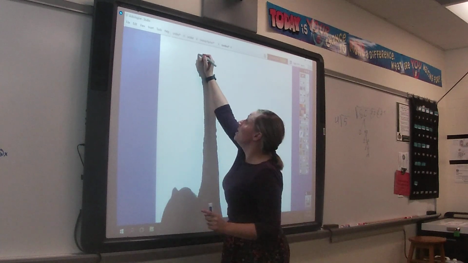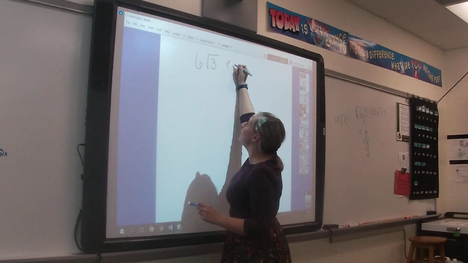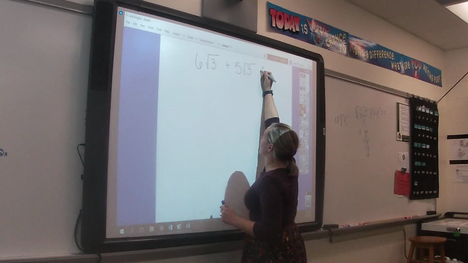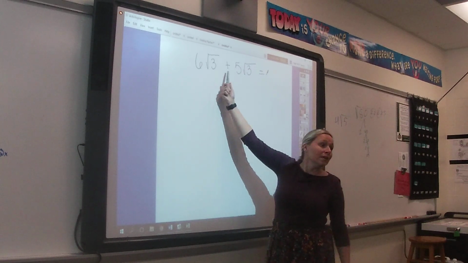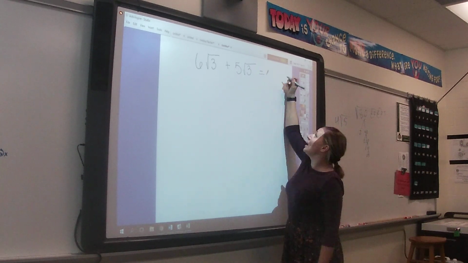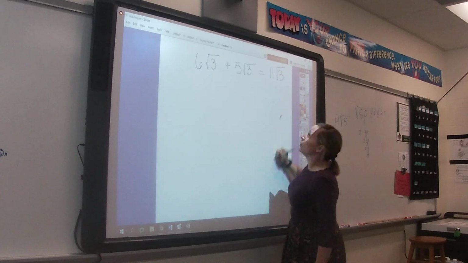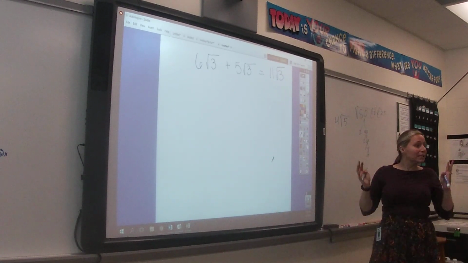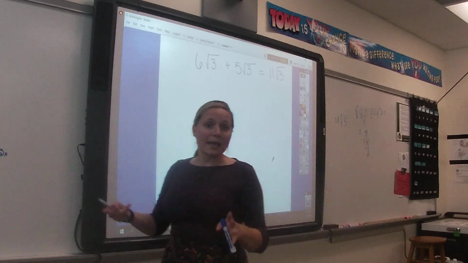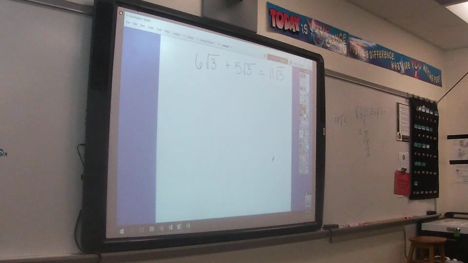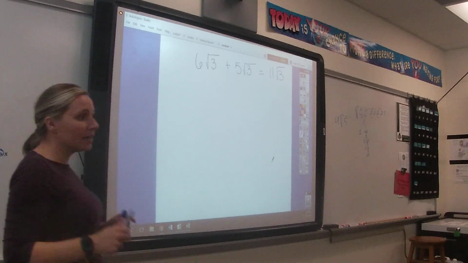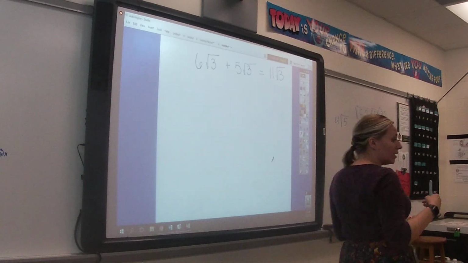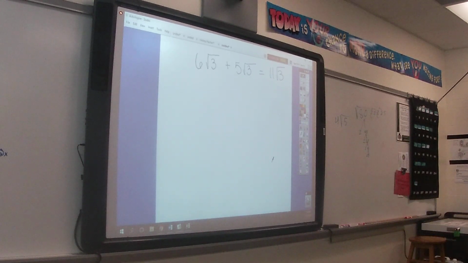So if I have 6 square root 3 plus 5 square root 3, right? I have 6 apples and 5 apples. So the outside, then I have 11 apples. Oh, so the outside number doesn't matter. Right, it's just that label that matters. Okay, so that inside number has to be the same. If the inside number is the same, that number underneath the square root, then it's okay.